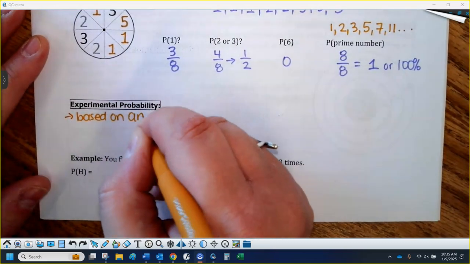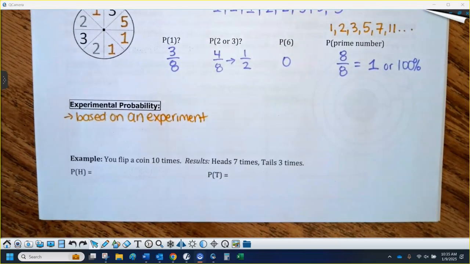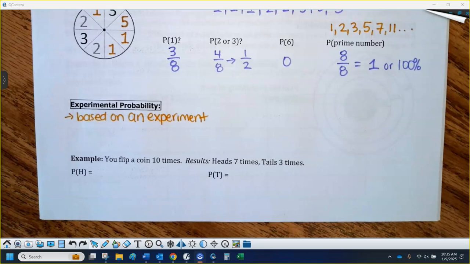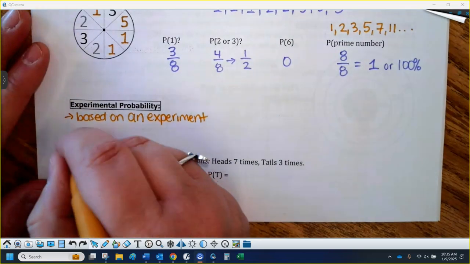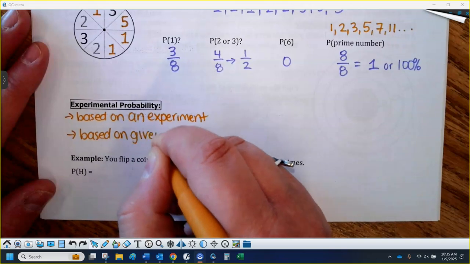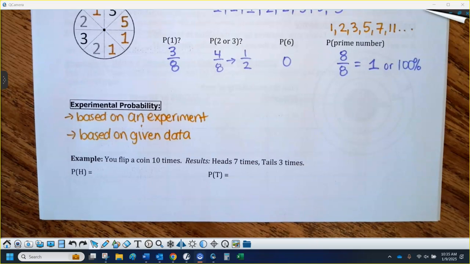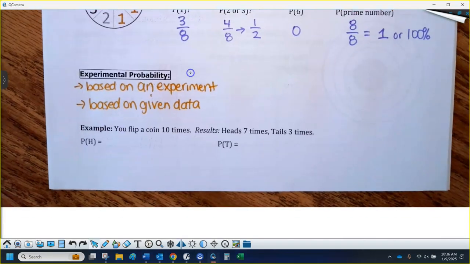an experiment. So like if you sit there and flip a coin 100 times or something like that, that would be an experiment. Or this can also be based on given data. So if they give you some information, that's considered experimental probability as well. Some kind of trial has happened or some kind of data has been collected. Okay, so this is different than theoretical probability because we might think we know what's going to happen, but based on the experiment, what's going on here.